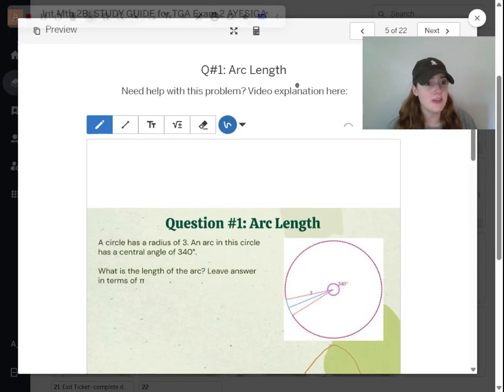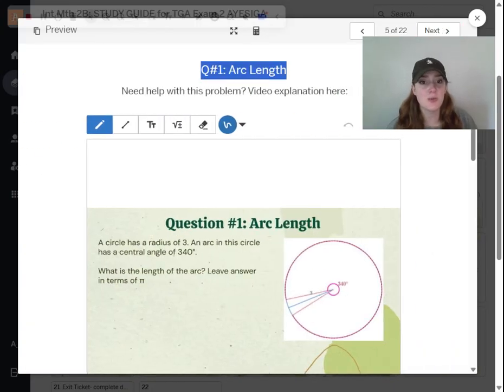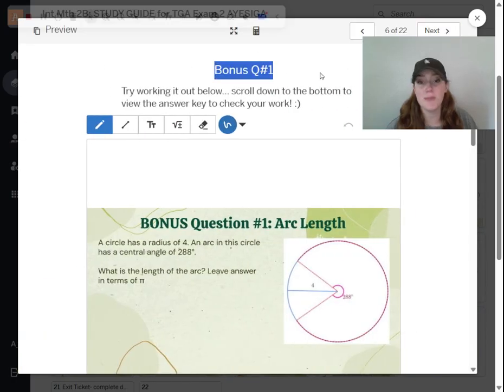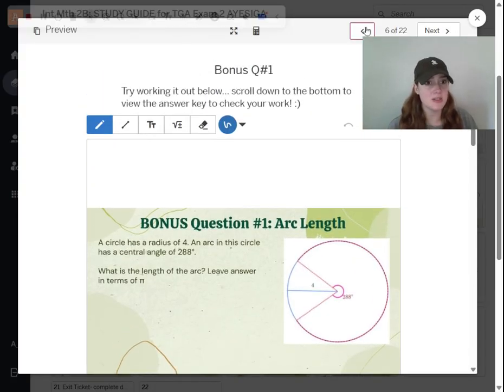So just a reminder too, for our study guide. For each question, except question 1, where there are 3 different variations it could be, there's always a question where I'm going to walk you through it in a video. And then the part 2 question is always a bonus. This is for you to try on your own. And then you can scroll to the bottom to check your answer for all the bonus ones.